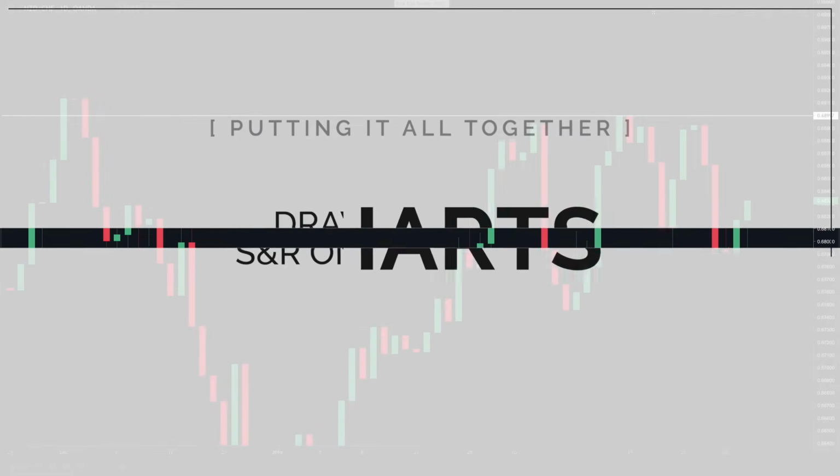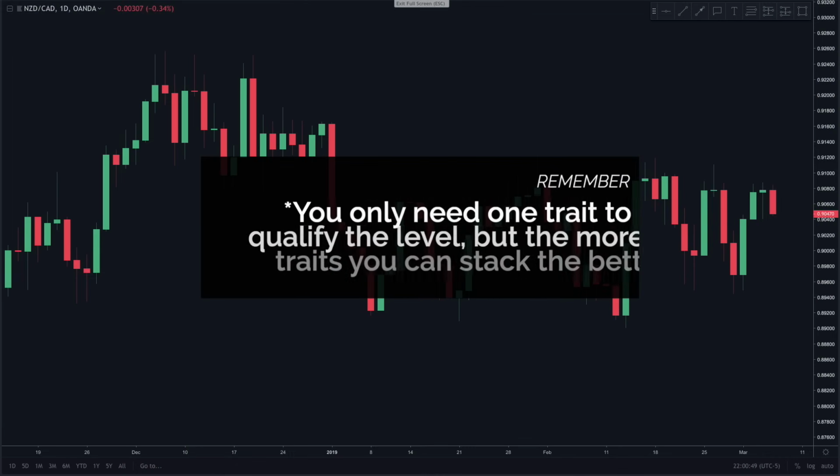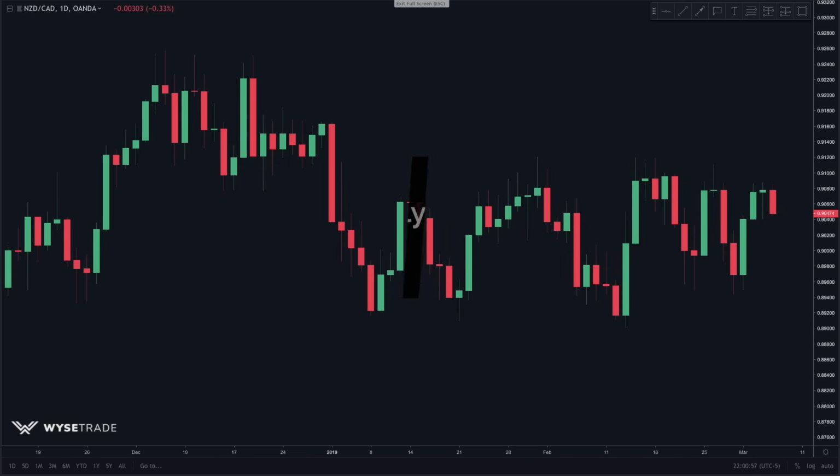So now that you know what criteria to look for, let's put it all together and apply what we just showed you and start plotting all the support and resistance levels right on the charts. Again, as a reminder, you don't need all the criteria we listed to make a level support or resistance, but the more criteria that the level fulfills, the better the level.